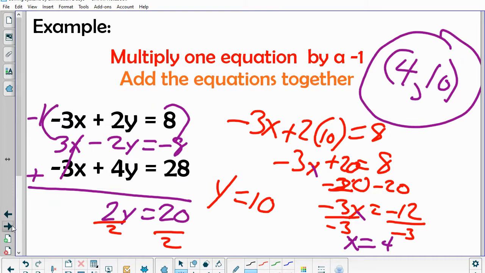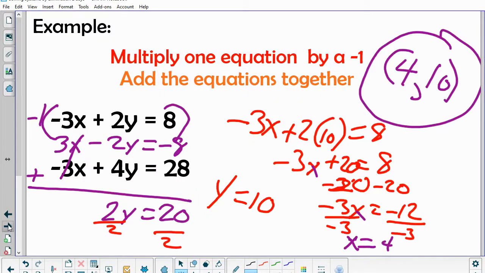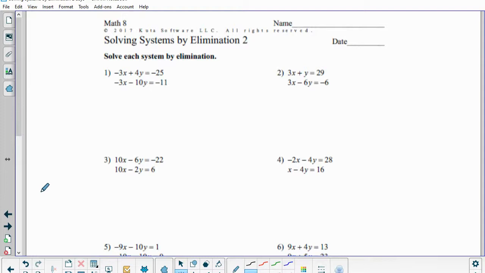Okay, so your assignment is going to be another worksheet called Solve Systems by Elimination number 2.